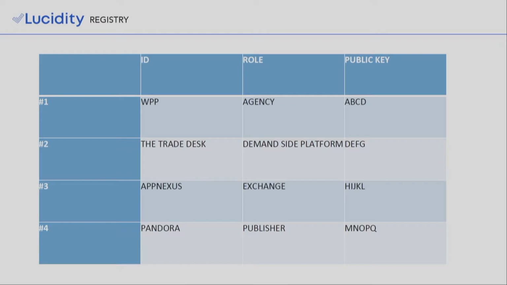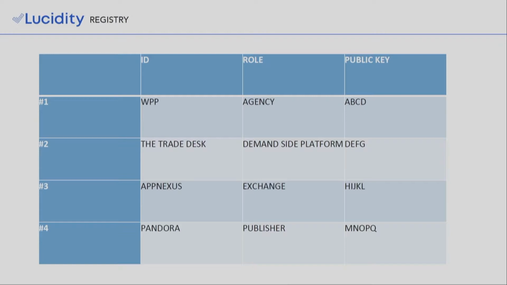So here's what the registry looks like. You have an ID, a role, and then some other metadata. Here I just have an example, public key, but it could be any other metadata that can augment the tracking signals coming in. For example, I have some of the key participants, and some of these are participants that we're actively working with, for example, AppNexus, WPP, and so on.